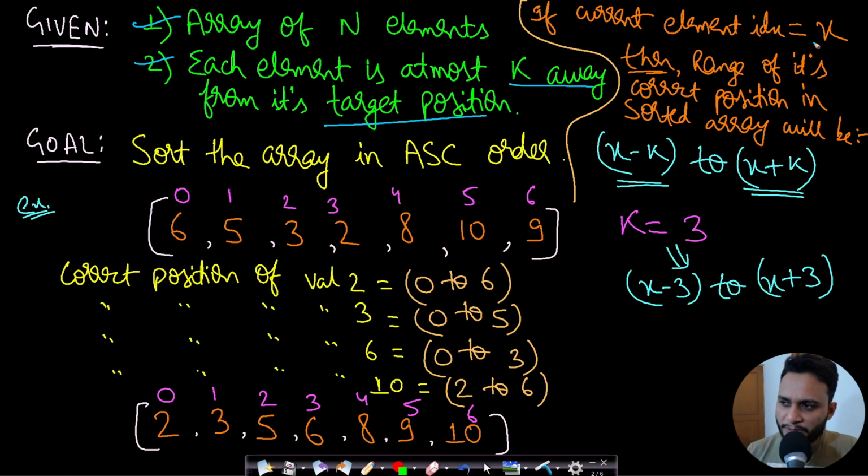If the current element index in the array is, let's say, x, then the range of its current position in the sorted array, which will be the resultant array formed from the current array, will be index x minus k to x plus k. Okay, so let us take an example. Let's say that our goal is to sort an array in ascending order, right? And this is our given array.